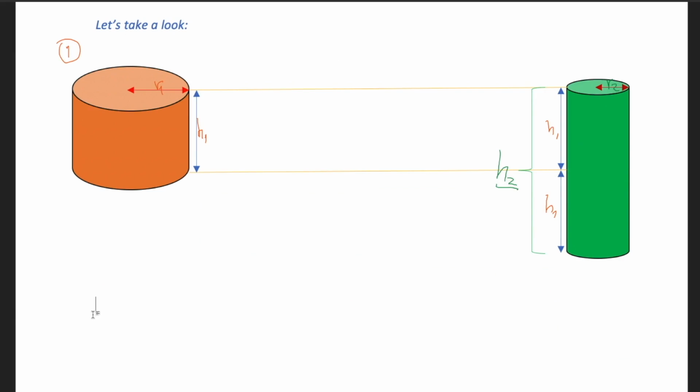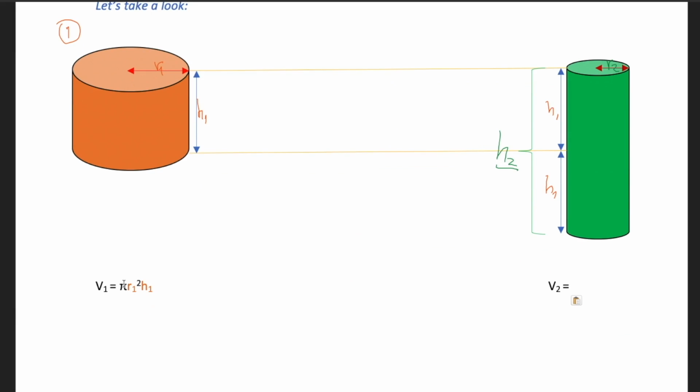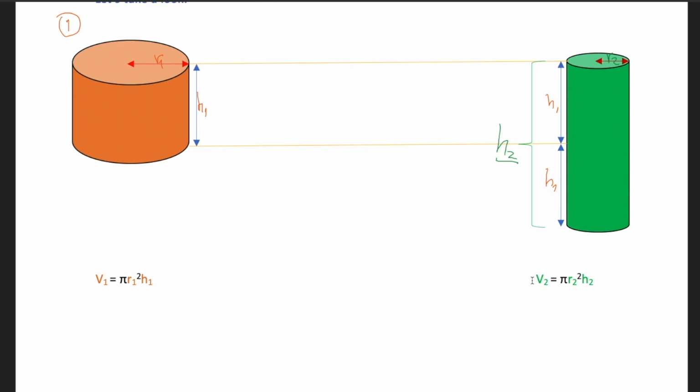Now let us express the volume on both sides. We have the volume V1 here, which is pi r1 square h1, whereas the volume of the second cylinder is pi r2 square h2. We need to express V2 in terms of V1. And how do we do that?